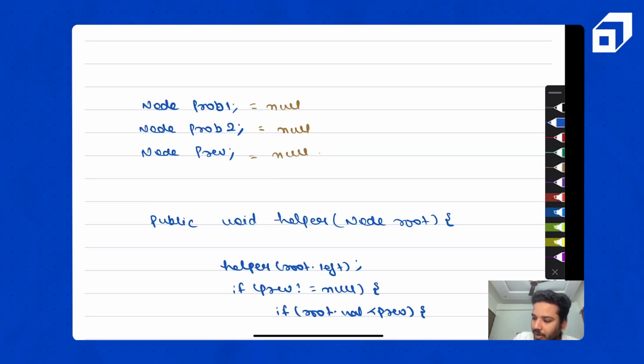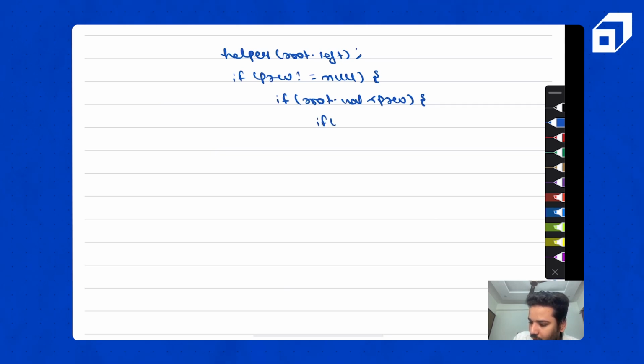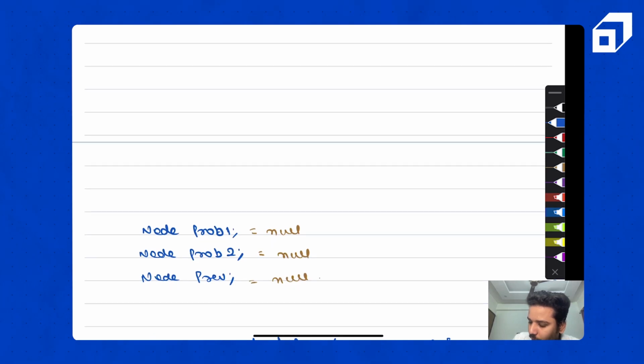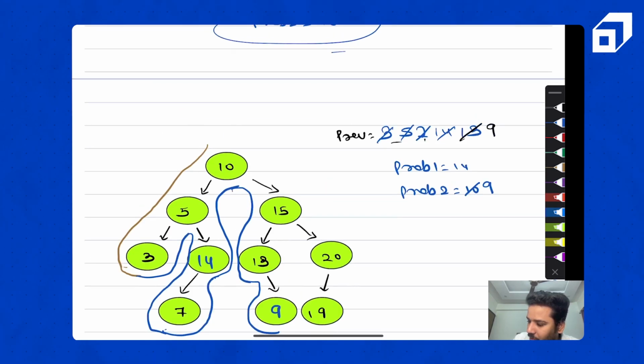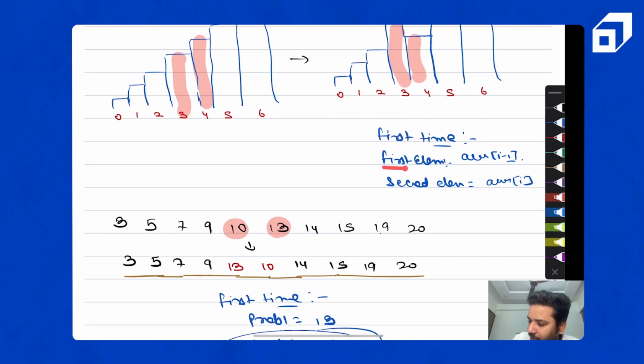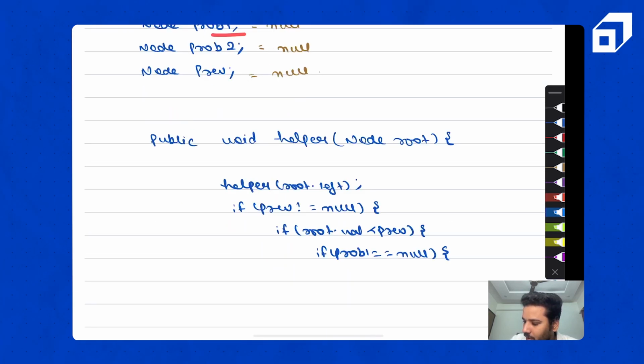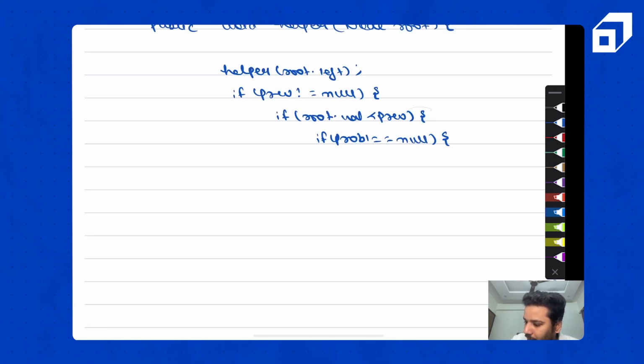Now, if the problem is coming for the first time, this problem 1 variable would be null. So if problem 1 is double equals to null, it means the problem is coming for the first time. Let's update problem 1 and problem 2. So when the issue occurs the first time, we will update problem 1 as the previous element and problem 2 as the current element. So I'll simply say problem 1 is equal to previous guy and problem 2 is equal to current guy.